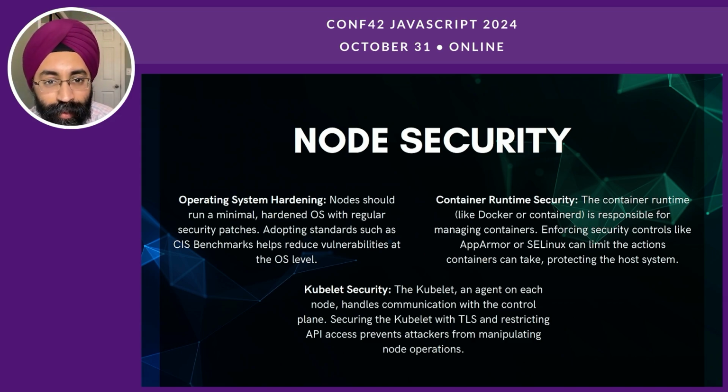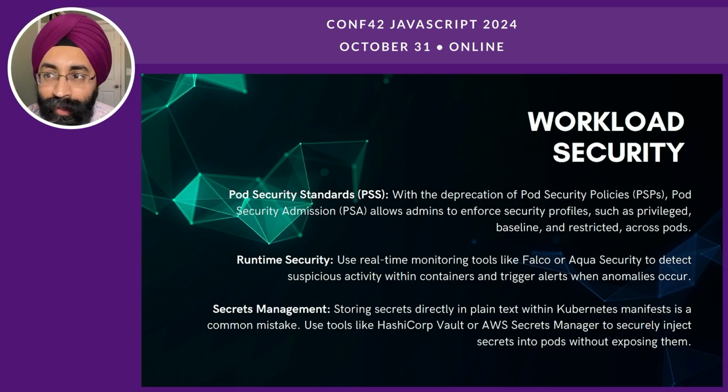Now that we spoke about node security, let's talk about the actual workload security, coming to JavaScript applications. How to secure a JavaScript application is part of workload security. Suppose a JavaScript application is containerized in a Docker container and then orchestrated on Kubernetes. That JavaScript containerized application will be running as a pod, and a pod will have containers. Initially, we used something called pod security policies. They have been deprecated, but now we use something called PSA, which is pod security admission, which allows admins to enforce security policies such as privileged, baseline, and restricted levels of access on the pod.